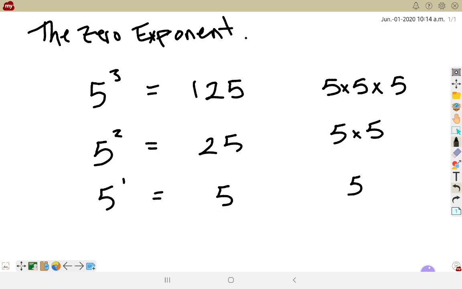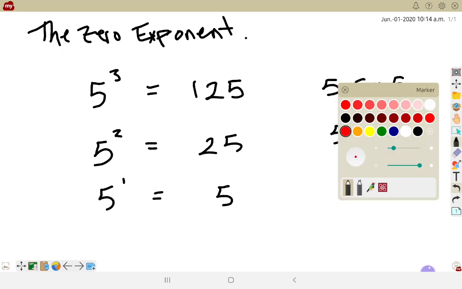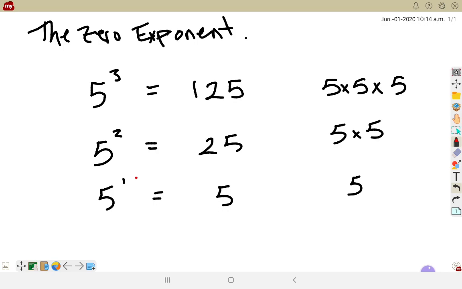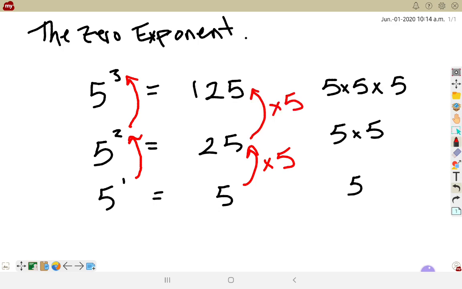So normally, as we increase our exponent by 1, we multiply by another 5, right? As my exponent went up by 1, I was multiplying by two 5s, and now there's a third 5, so I multiply by 5 again. So as I move up this list, exponent goes up by 1, I times my answer by 5.